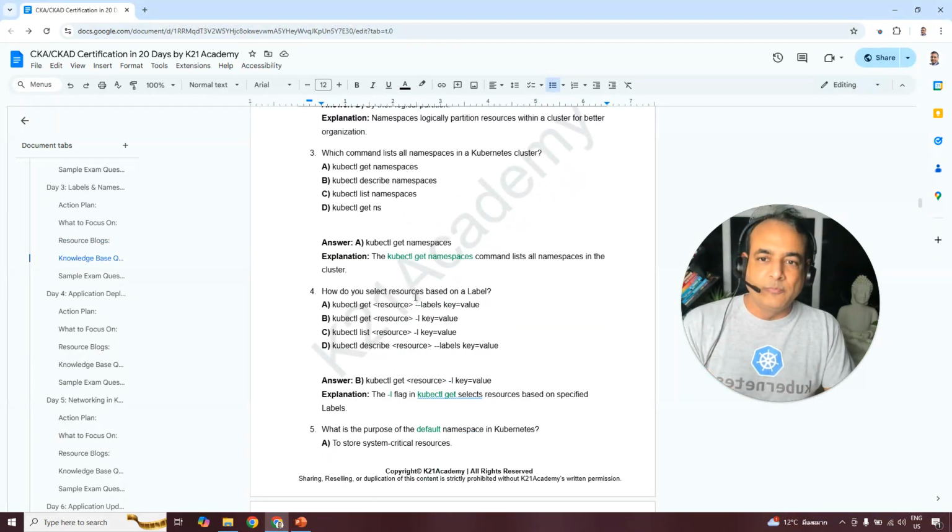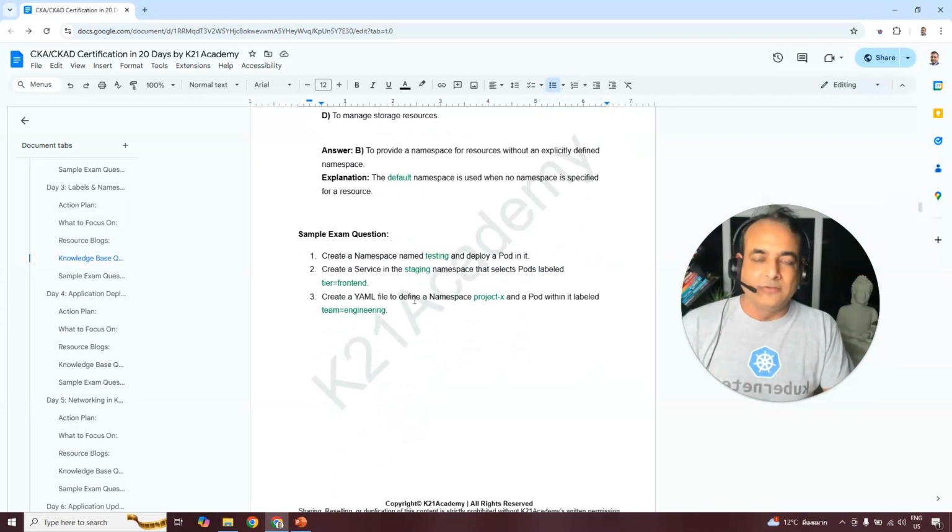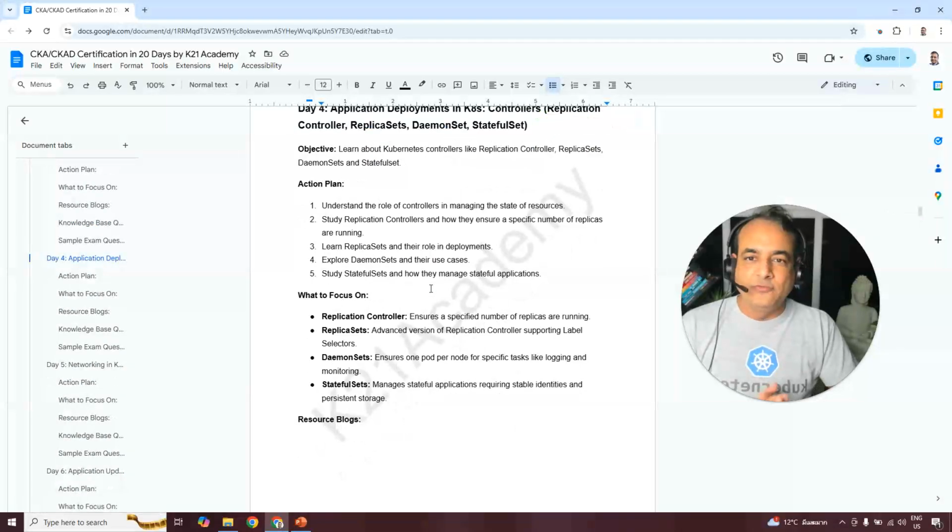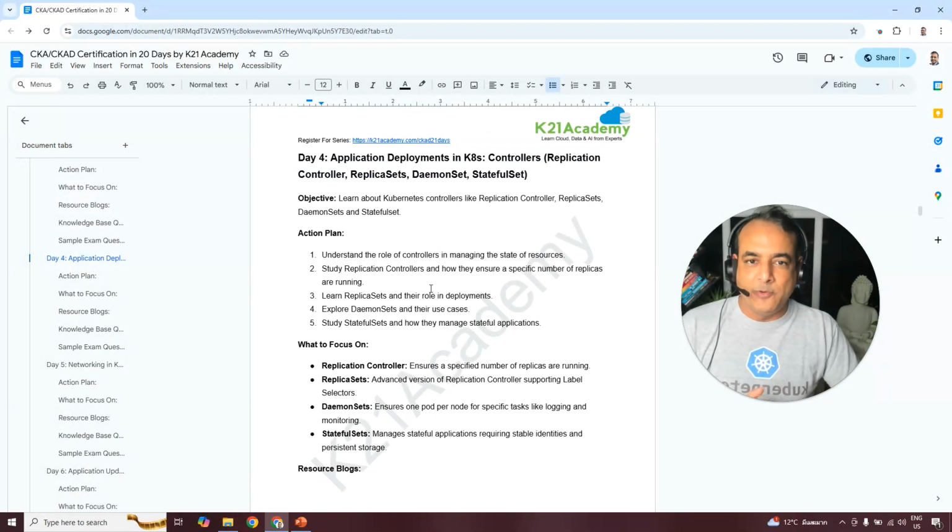And same thing, we'll do some questions, answers, and then the sample exam questions related to this. Day 4 is going to be all about application deployment, and this is where the actual application, whatever application you might have developed or your developers might have developed, is deployed on the Kubernetes cluster. And we'll also look at controllers like replication controllers, replica sets, daemon sets, stateful sets, and so on.